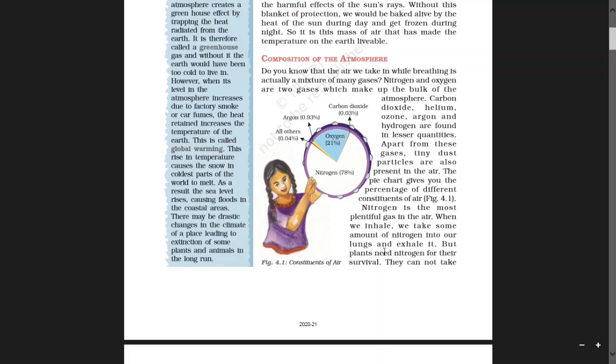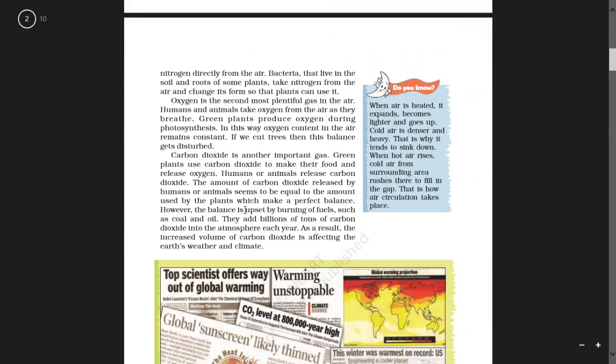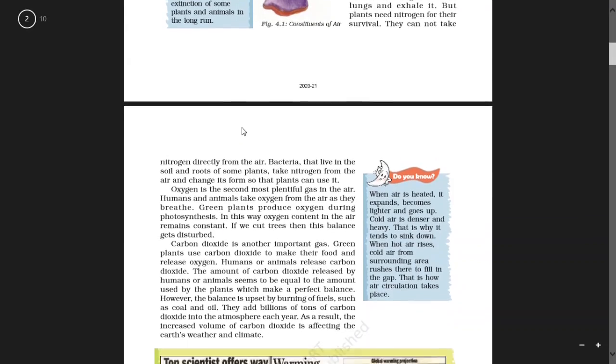But plants need nitrogen for their survival. Nitrogen is the most plentiful gas in the air. When we inhale, we take some amount of nitrogen into our lungs and exhale it. But plants need nitrogen gas for their survival. They cannot take nitrogen directly from the air.